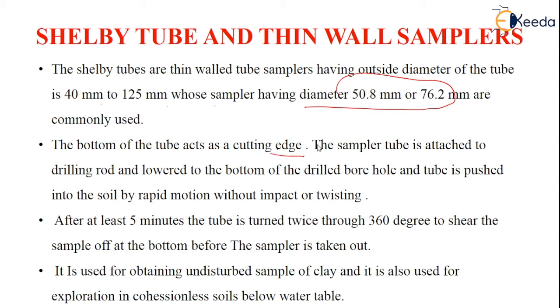The sampler tube is attached to the drilling rod and it is lowered very carefully to the bottom of the drilled borehole, and then the tube is pushed inside the soil by a rapid motion without any impact or twisting, so that it will reduce the disturbance. After at least 5 minutes, the tube is turned twice through 360 degrees to shear the sample off at the bottom before the sampler is taken out. Then it is used for obtaining the undisturbed sample.